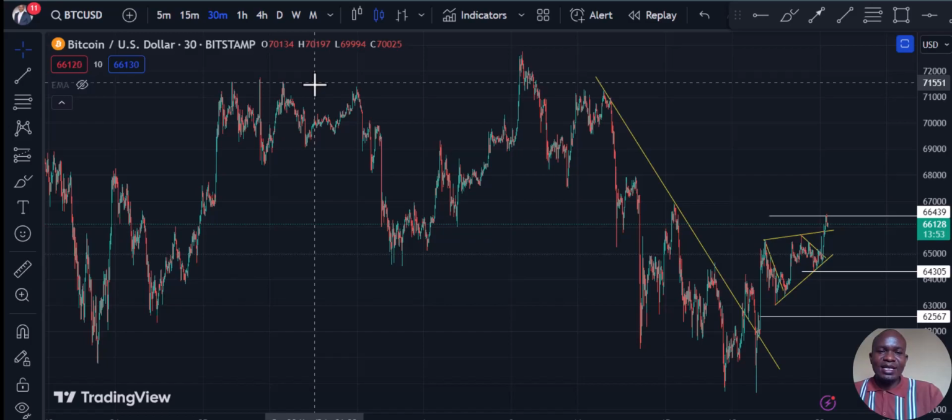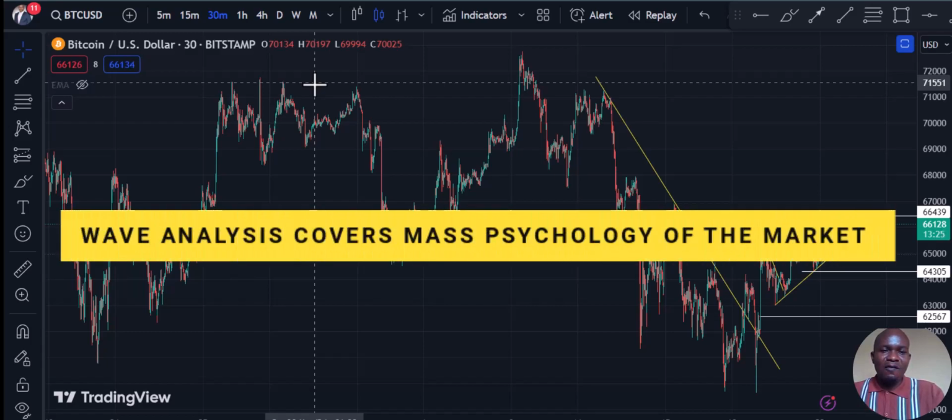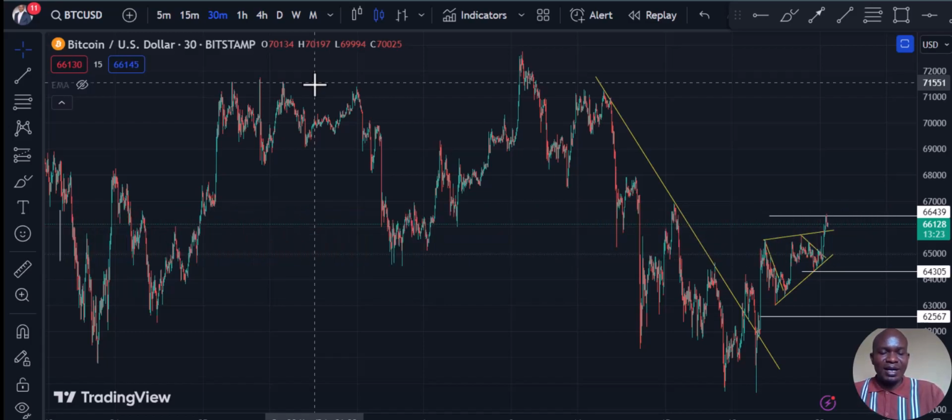All right, so if you understand that, for you to really interpret or predict a market in a chart, you need to really understand the psychology of these market participants. And any model or strategy you'll be employing must be able to interpret this psychology of the market. So after backtesting most of the strategies out there, I've discovered that wave analysis covers the mass psychology of the market participants. So in this video, we're going to use the simple concept of wave analysis to interpret Bitcoin charts.